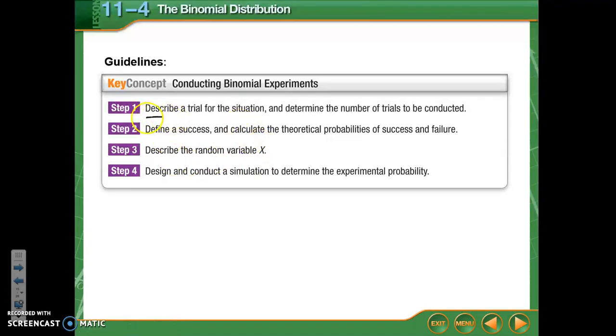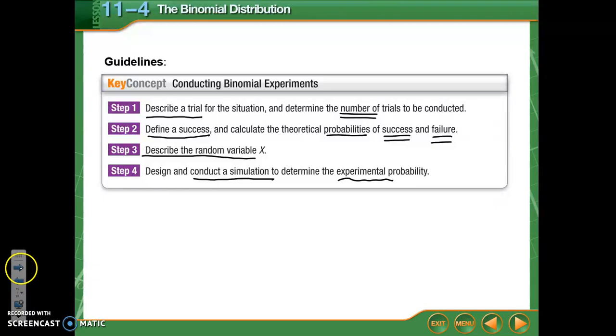Step 1, I have to describe a trial for the situation and figure out how many trials I'm going to do. Then I have to define what success is, and I have to find the probabilities of both success and failure. Then I have to describe the random variable, and then I have to actually design and conduct the simulation to get the experimental probability.